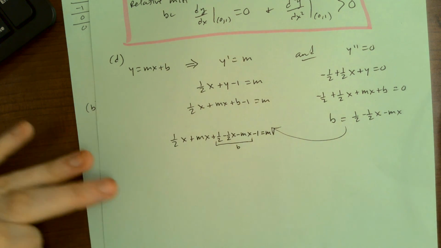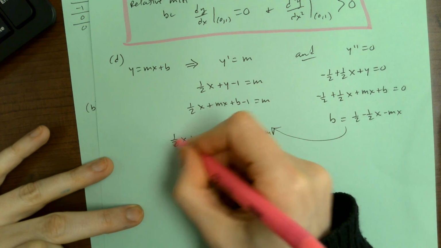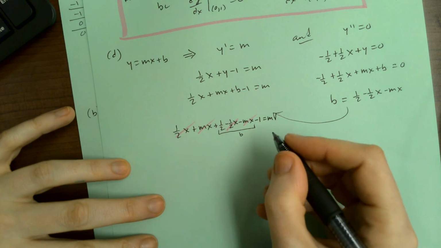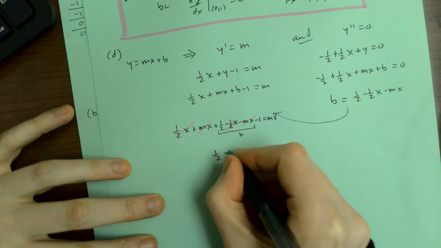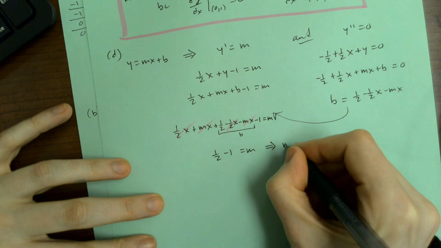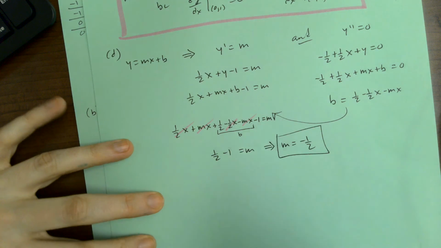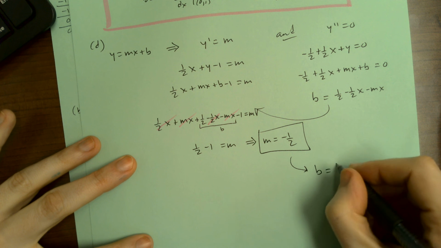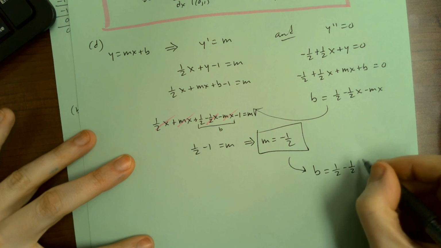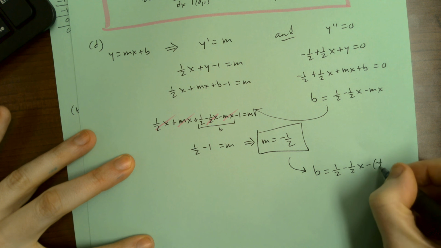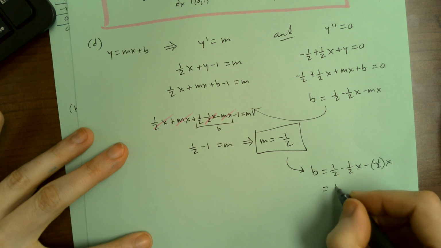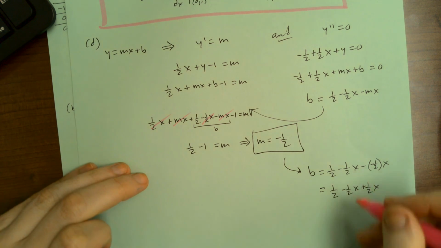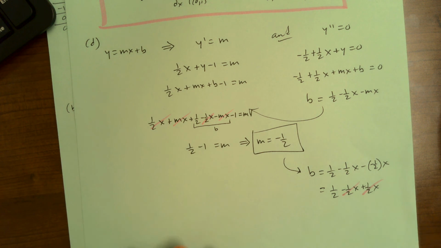And then things do cancel. So these 1/2 x's cancel, the mx's cancel. So you have 1/2 minus 1 equals m. So you have m is negative 1/2. Okay, now we just need b. So b equals 1/2 minus 1/2 x minus negative 1/2 x. 1/2 minus 1/2 x plus 1/2 x. So both of these cancel, and b is 1/2.